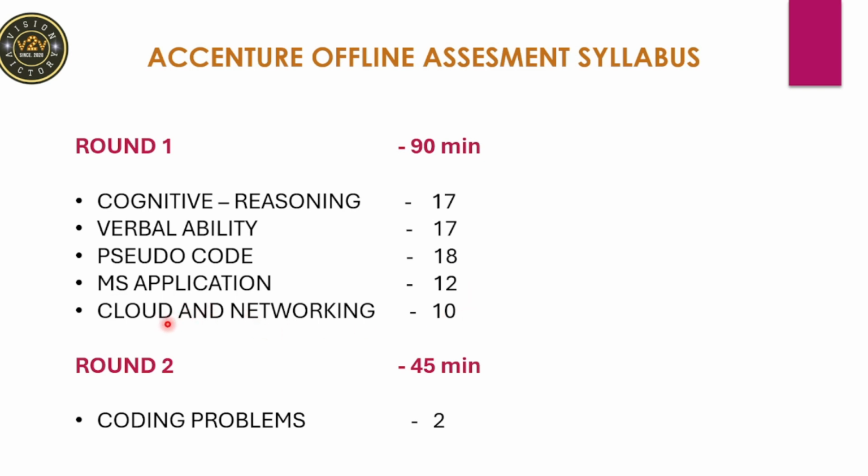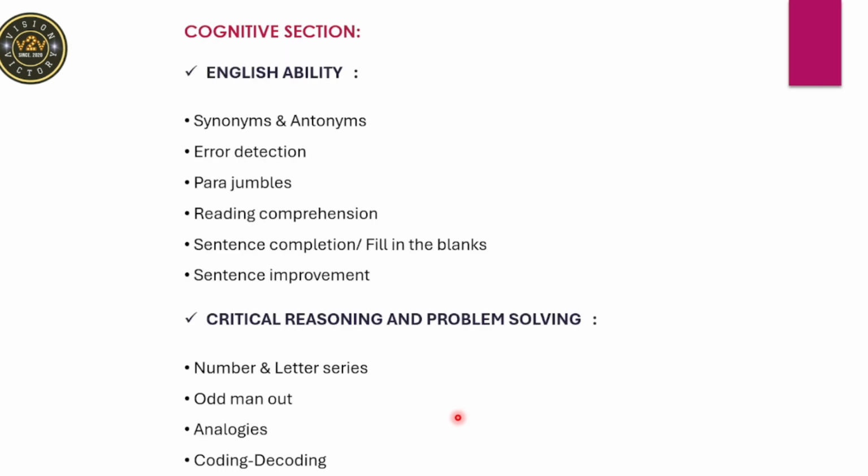The last one is cloud and networking, which also has approximately 10 questions. That is all about the first round, and for the first round you will have 90 minutes. The final round, the second round, is about coding problems, where you will have 45 minutes for 2 questions. In detail we will be learning how the round 1 topics are conducted and what subtopics are given for those sections.